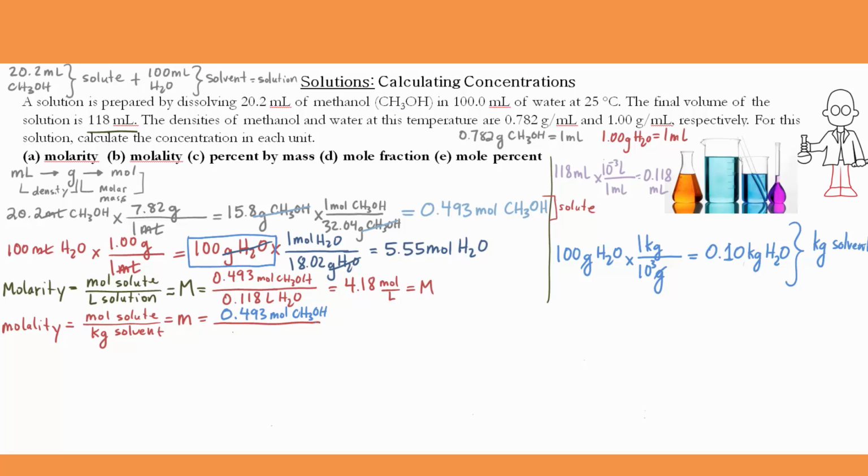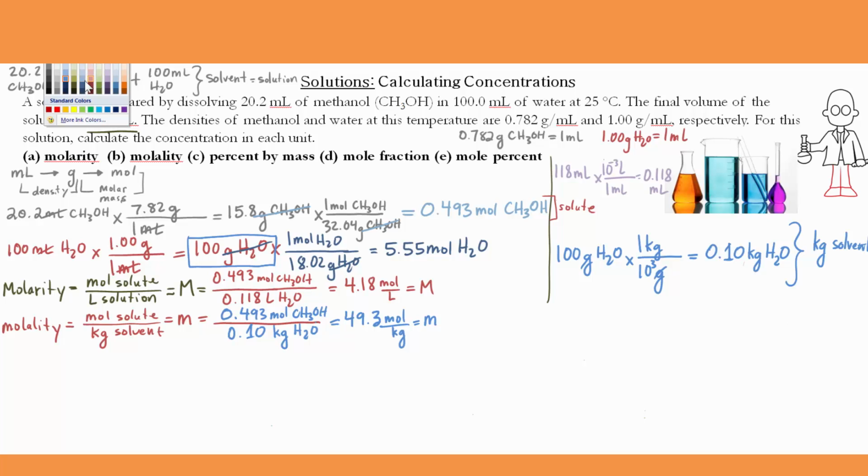So we simply divide by 0.10 kilograms of H2O, and that's going to give us 49.3 moles per kilogram, and that is equal to little m.